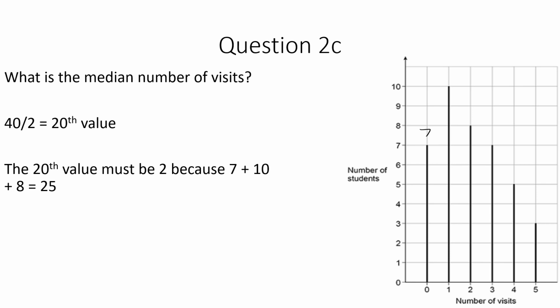frequencies, we've got 7 there, 10 there, and 8 there. Well, 7 add 10 is only 17, so it can't be 0 or 1. But when you add that 8 on, you get to 25. So the 20th value in your list, if you were to write it all out in a list, would be the number 2. So it's got to be in this one just here.